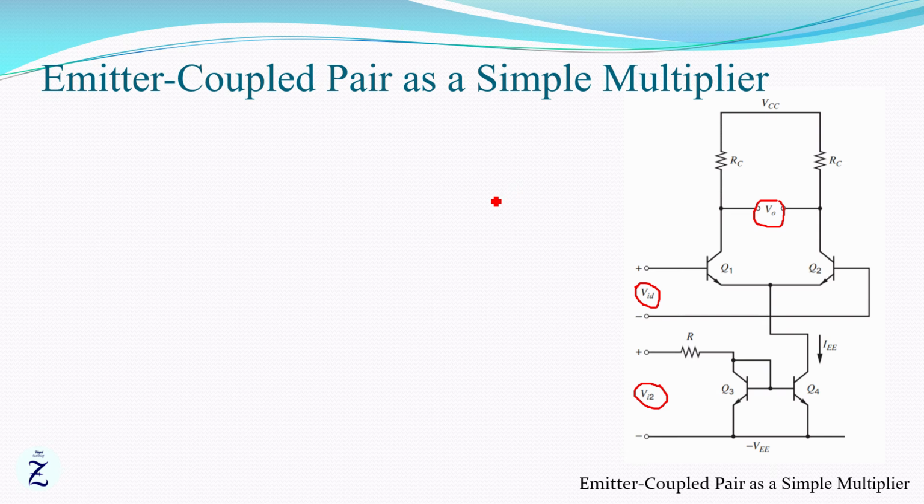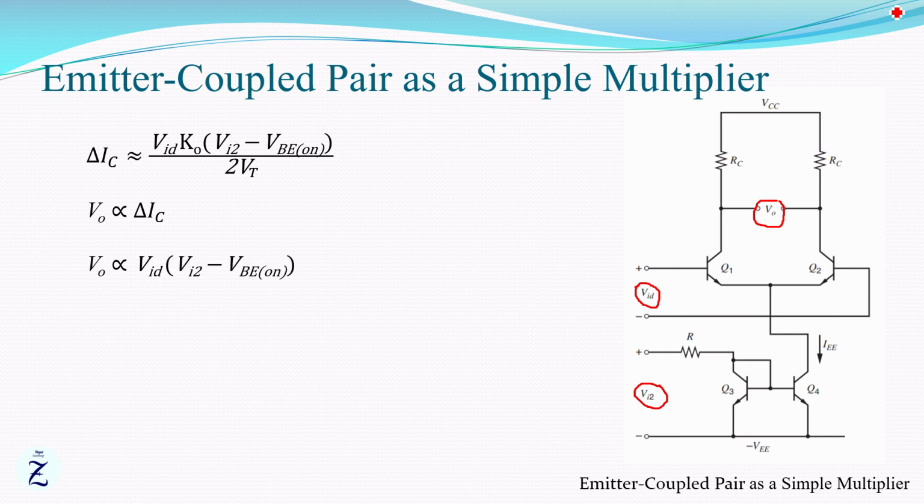In this method, the change in collector current, that is delta IC, is equal to VID into K0 into Vi2 minus VBE on divided by 2VT. We know that the output voltage is proportional to this change in collector current. As the delta IC is proportional to those input voltage, we can say that output voltage is proportional to the VID and Vi2 minus VBE on. Or we can say that Vout is proportional to VID into Vi2 if Vi2 is very much greater than VBE on.